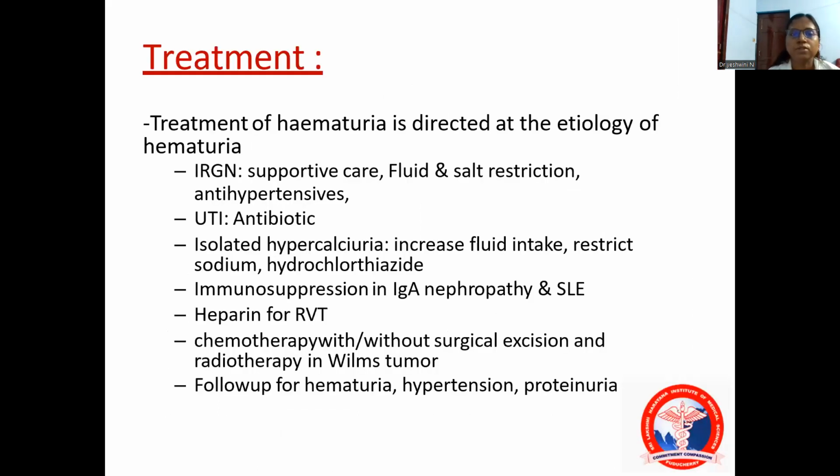Okay. So how are you going to treat hematuria? If it is infection-related glomerulonephritis, it is purely supportive care: fluid and salt restriction, antihypertensives. If it is because of UTI, give antibiotics and treat the UTI. If it is because of hypercalciuria, what do you do? You give thiazide, increase fluid intake, restrict sodium. Okay. And IgA nephropathy, SLE, you have to go for immunosuppression. Renal vein thrombosis, heparin. If it is because of a tumor, like Wilms tumor, you go with chemotherapy, with surgical excision and radiotherapy. Okay. Follow up for hematuria, hypertension, and proteinuria.